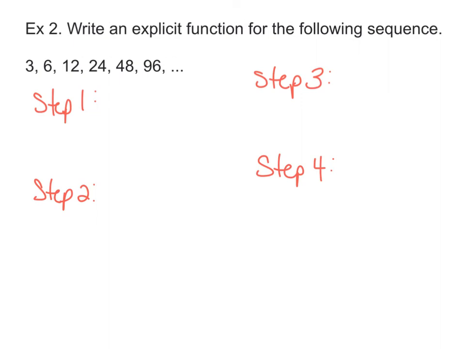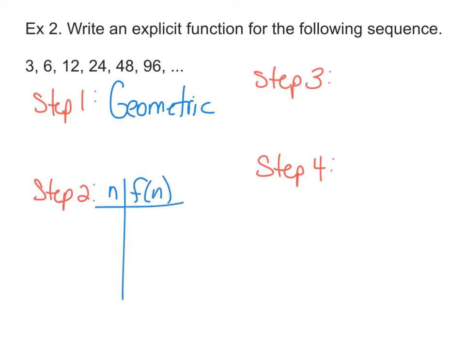All right, example 2 says write an explicit function for the following sequence: 3, 6, 12, 24, 48, 96. So step 1, determine if it's arithmetic or geometric. Well, it is geometric because we are multiplying something each time. We are doubling these. Step 2 says go ahead and create a table. So we have n column and we have f of n column. So 1, it's at 3. 2, it's at 6. The third term is at 12. The fourth term is at 24. The fifth term is at 48. And you get the pattern, okay?